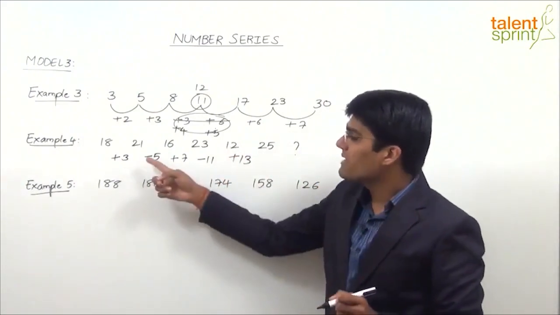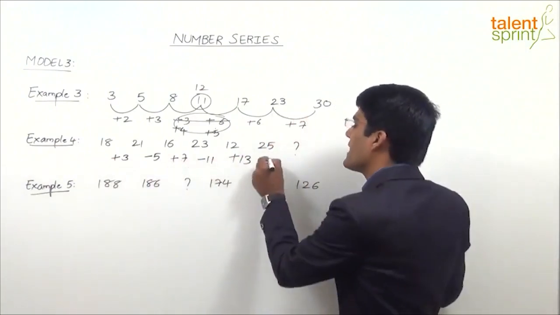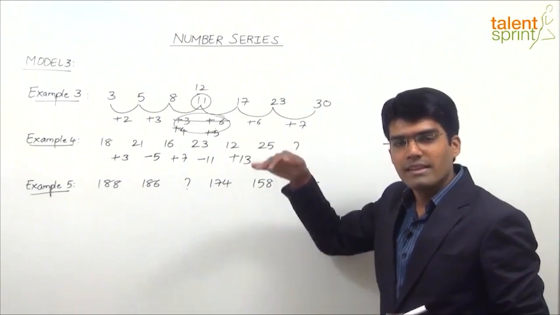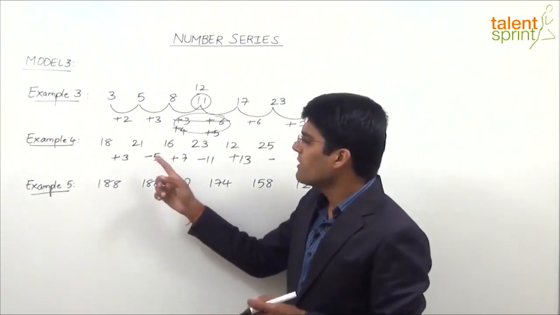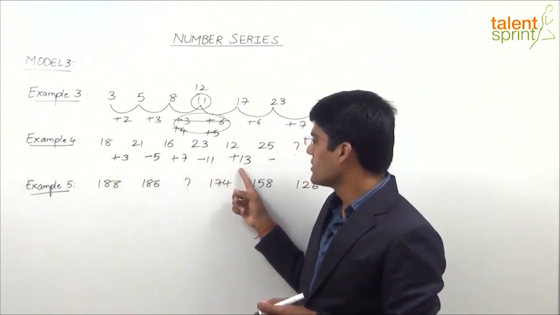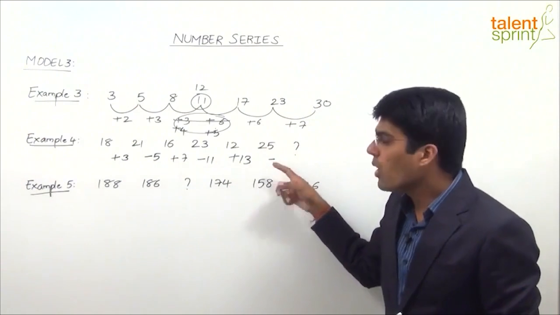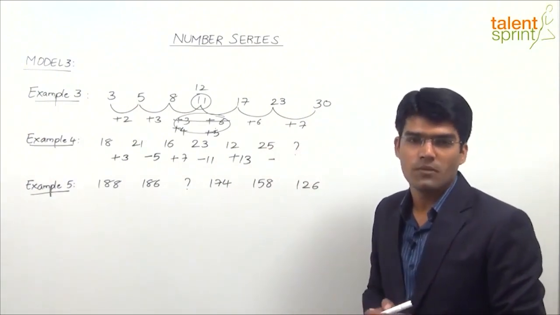Now if we try to observe the differences here, plus minus plus minus plus, so obviously the next one has to be minus. Why? Because they are like increasing, decreasing, increasing, decreasing and so on. If you now try to observe the magnitudes, that is 3, 5, 7, 11, 13. So what do you think should be the next one? What is the pattern which the differences here are following?